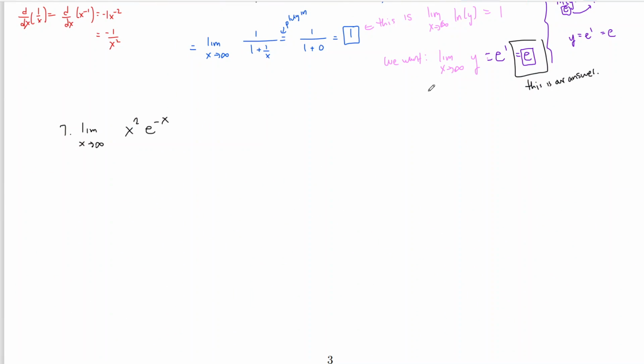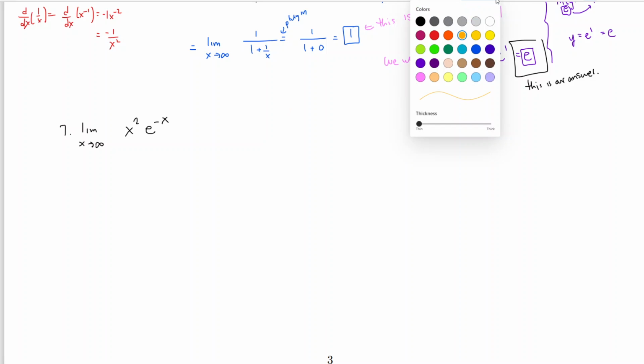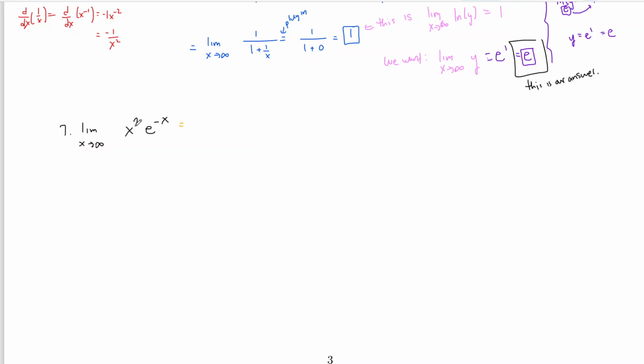All right, so the last one I have here is the limit as x goes to infinity of x squared times e to the negative x. When we plug in infinity, the limit as x goes to infinity of x squared is infinity. And then the limit as x goes to infinity of e to the negative x, the exponent becomes negative infinity, so this is 0. So this is an indeterminate form, which means we must do L'Hopital's rule, but we cannot do it yet. We must convert.